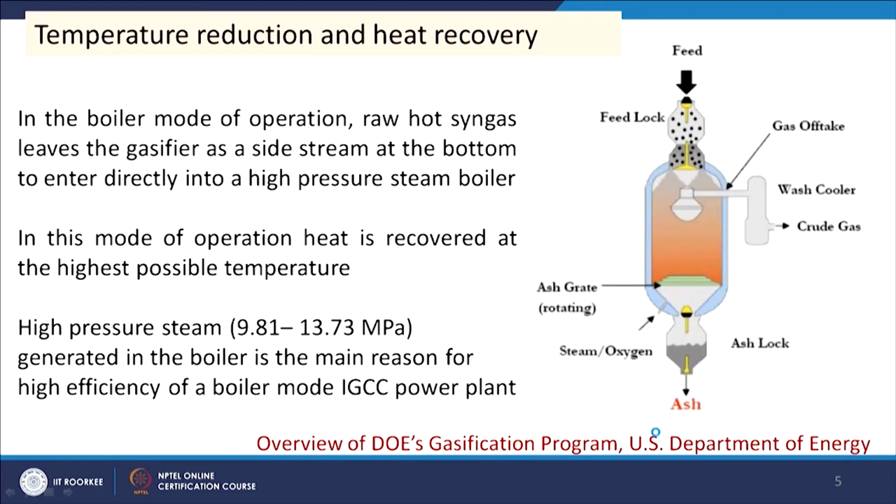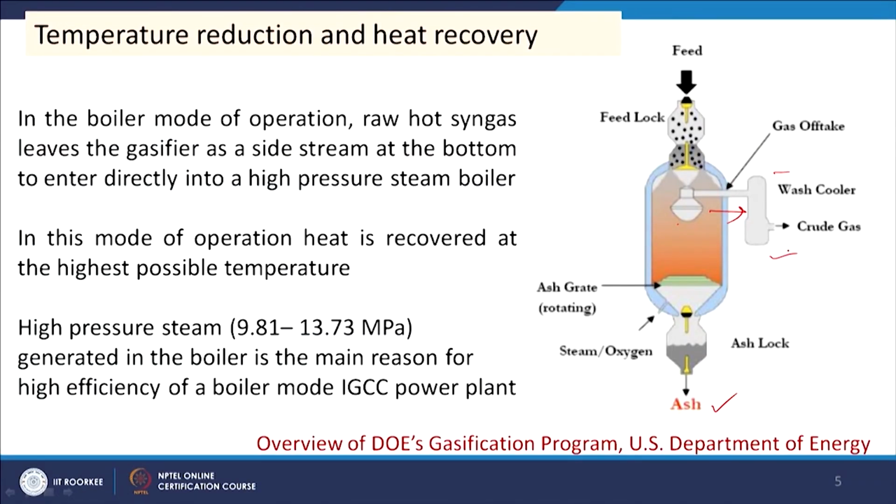Now, in case of boiler mode the syngas is produced here, it goes out from the side and ash comes out at the bottom. There is no direct quenching, but it is sent to a boiler for heat recovery and exchange of heat. As a result the syngas temperature reduces. This process gives us some advantage. We can get higher temperature steam and higher pressure steam compared to the quench mode. Here 9.81 to 13.73 megapascal steam can be generated, and as we know, the higher the pressure and temperature of the steam, the greater the possibility of more efficiency in the turbine. That is why boiler mode of operation is preferred in IGCC application.